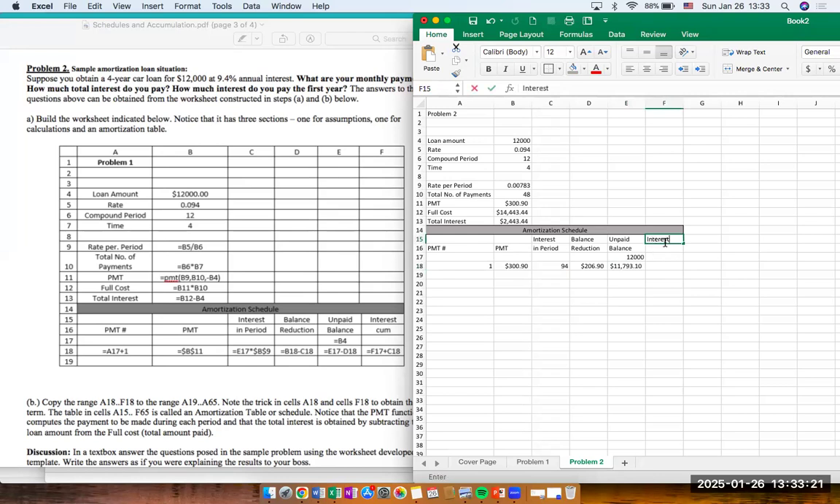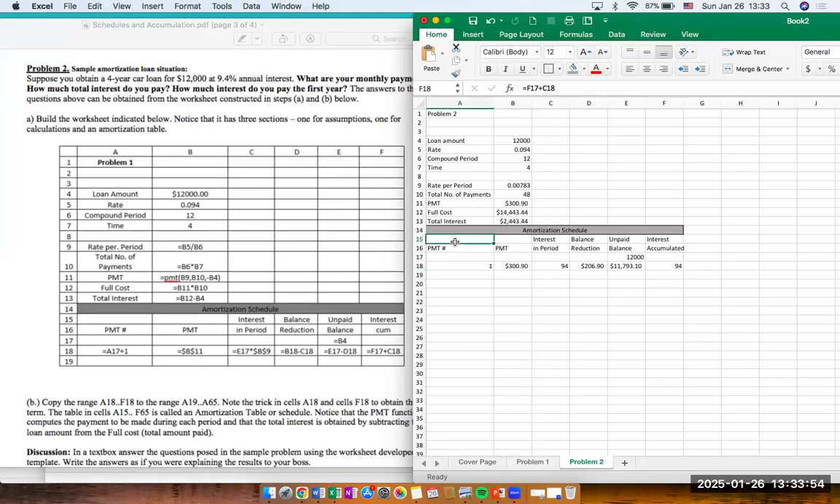Then we have interest accumulated. That says equals F17. So again, the cell above it does not have anything. That's okay. It's just saying, okay, I just took out this loan. Nothing has started yet, so I don't have any interest affecting it quite yet, plus C18, which is the interest gained in that first period. And that should make sense.